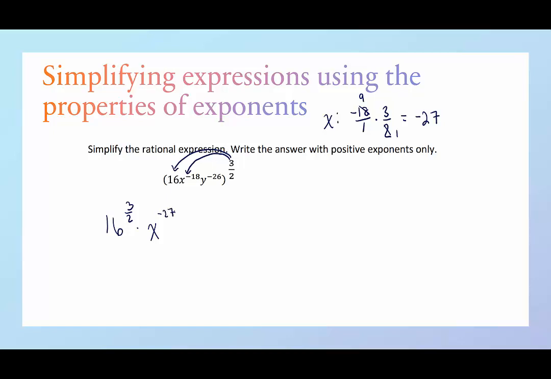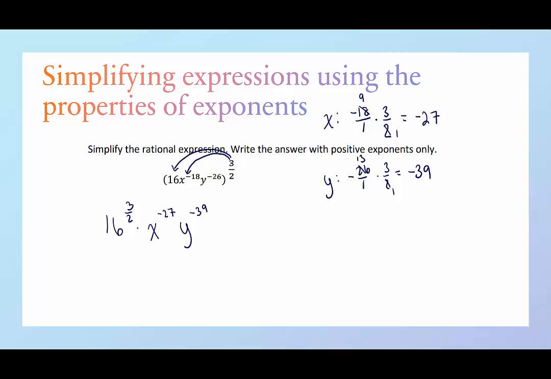And now let's look at y. The exponent we currently have is negative 26. We'll put it over 1 times 3 over 2. The 2 cancels, and the 26 becomes a 13 when we divide it by 2. Multiplying straight across, negative 13 times 3 is negative 39, divided by 1 will be negative 39. So here we get y to the negative 39. And the 16 to the 3 halves.